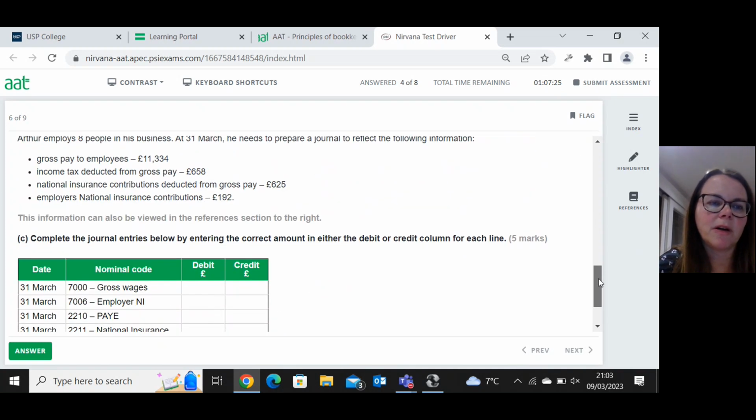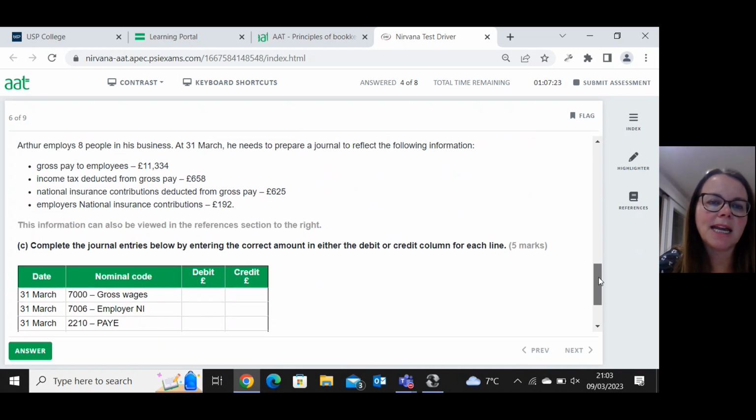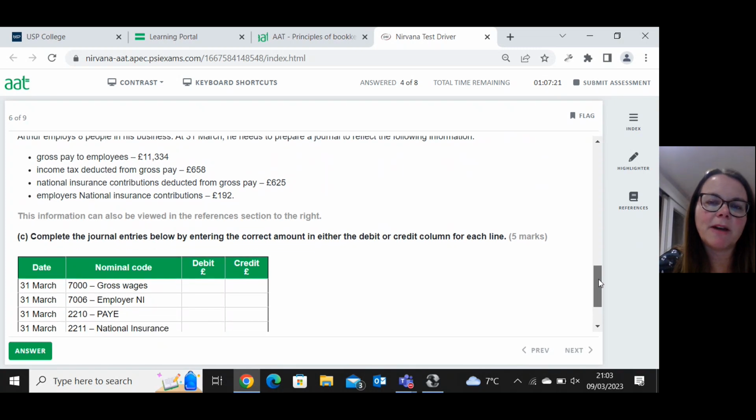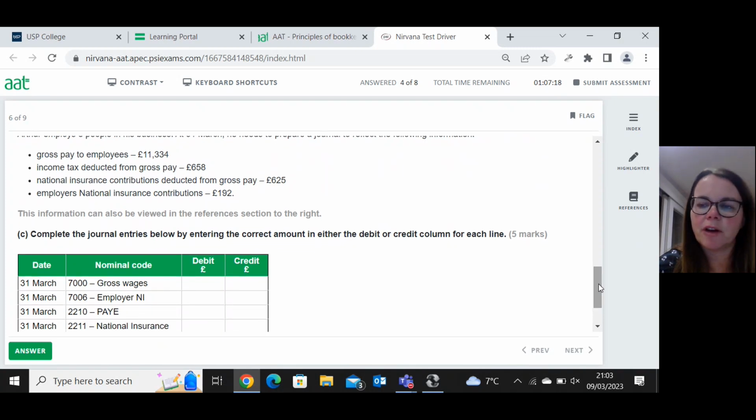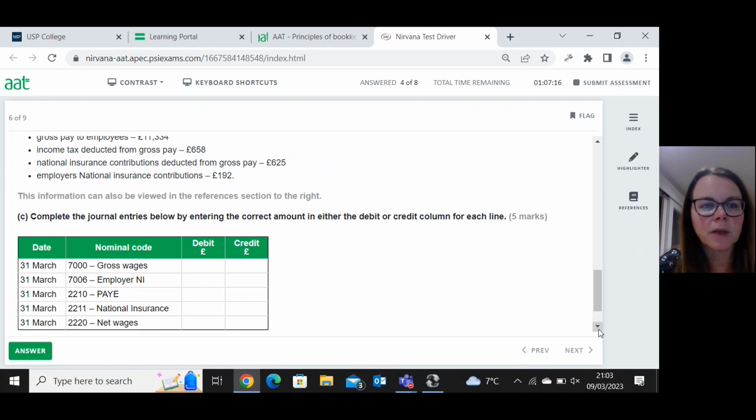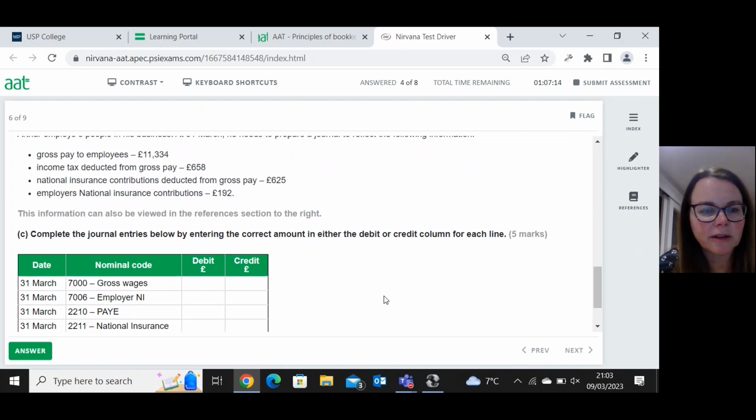Right, then we have the payroll. So Arthur employs 8 people. He needs to prepare a journal to reflect the following. Right, so let me get it so I can just about see everything. Right, so gross wages is an expense. Employer national insurance, it literally says employer national insurance. That's a further expense to the business, so they are both debits.